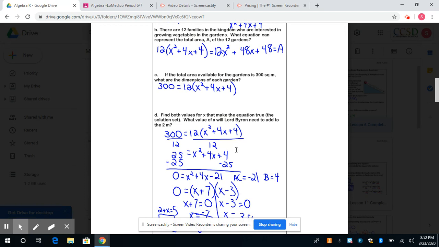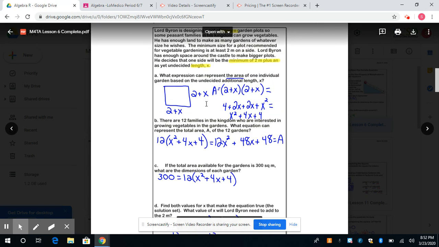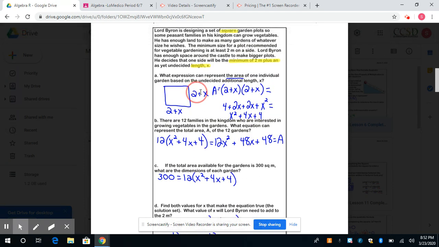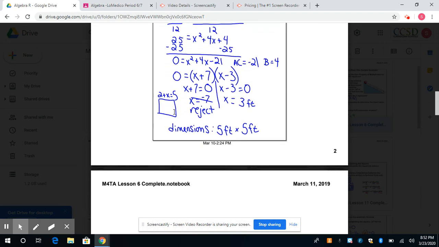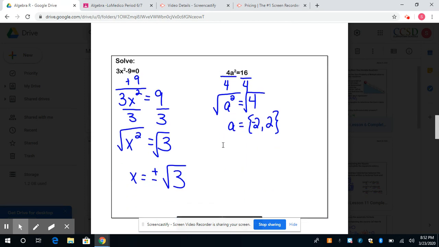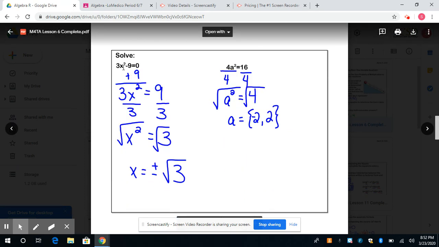But if we go back up to our original problem, what was the width and the length? 2 plus x. So to get the original, you have to add 2 plus 3 to get the 5. And that's how I got 5 by 5 as the original area. Okay, so those are real world examples. For your homework, there's one real world example and 3 problems like this.